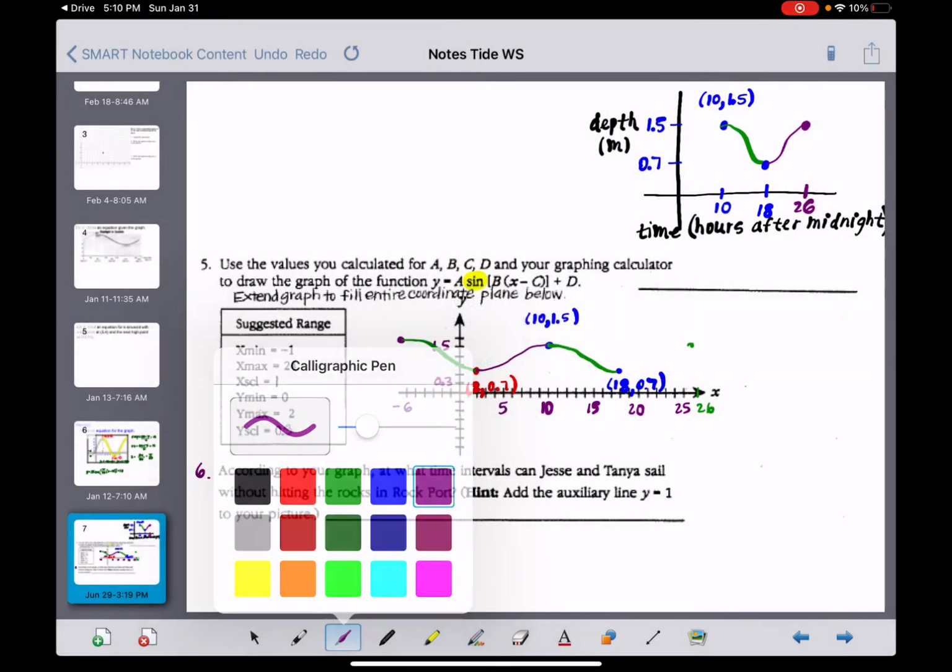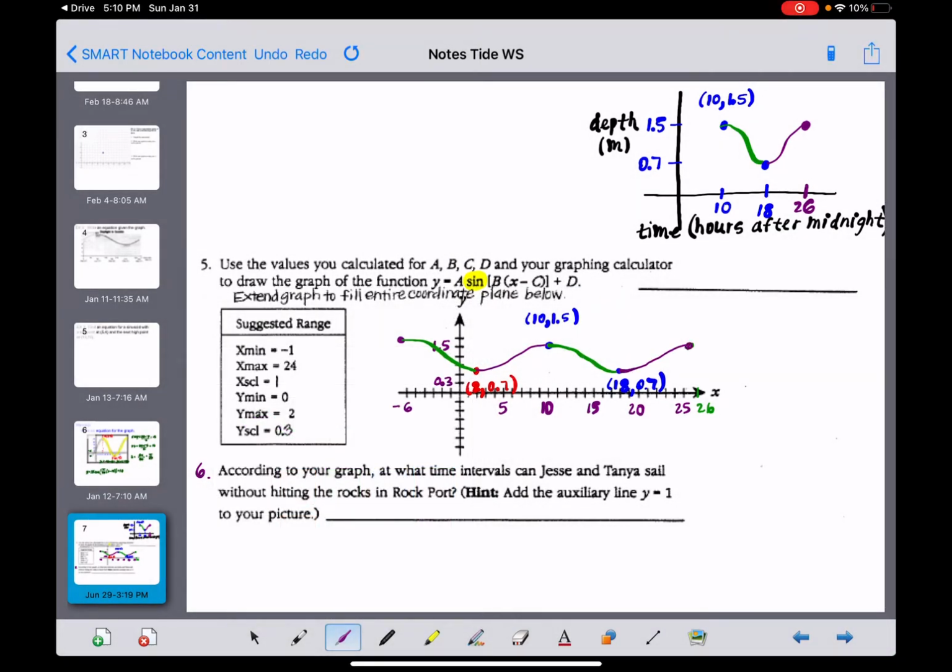Oh, battery's getting low. Okay, so we were able to just see more of the graph.